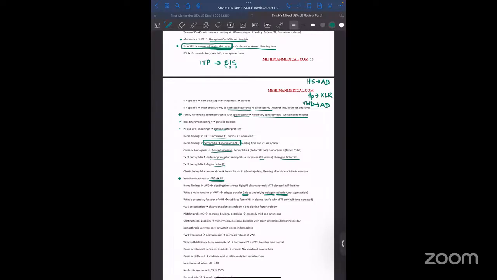Next, what is the secondary function of von Willebrand factor? It stabilizes factor 8 in the plasma. That's why APTT is only half the time increased.